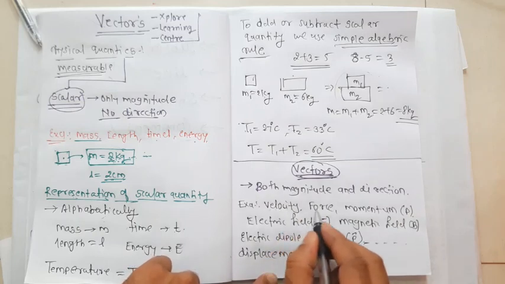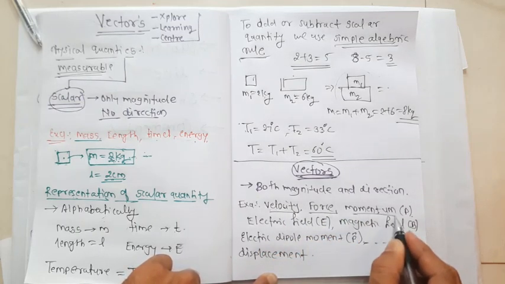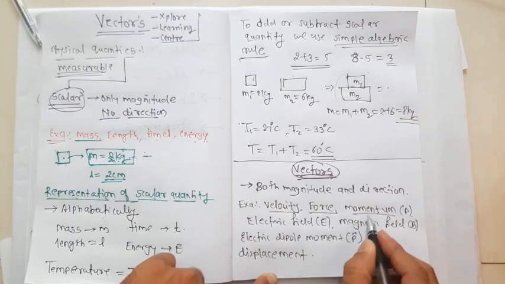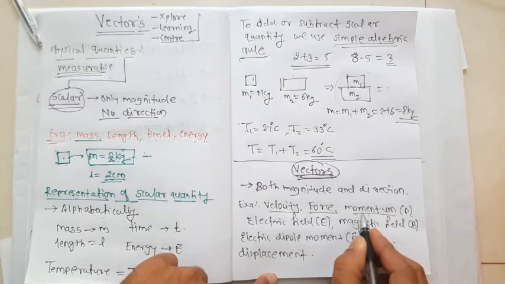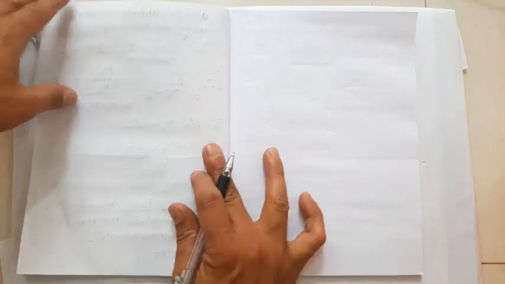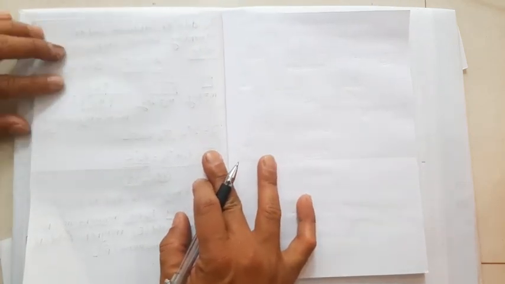That means each and every one of these is a physical quantity, but it is a vector quantity because it depends on both magnitude as well as direction. Now I will take a simple example to explain exactly what a vector is.